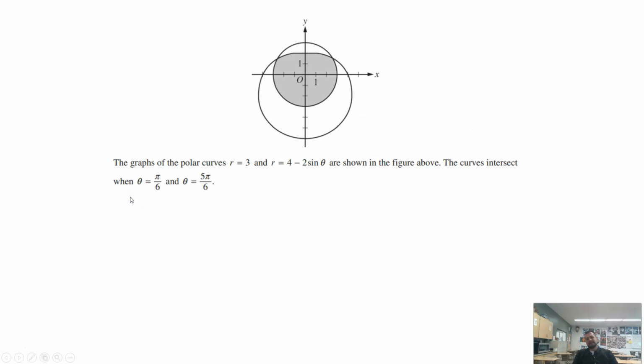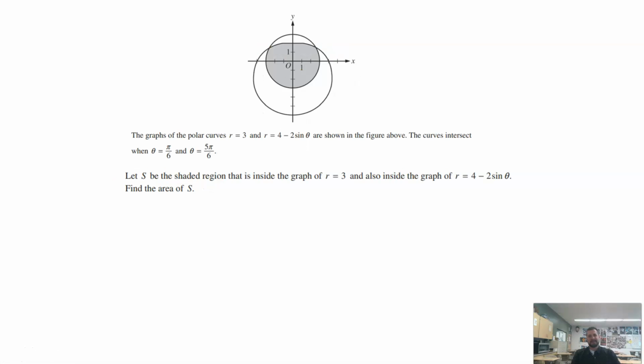So I've got this graph. We've got the polar curves r equals 3. That is just the normal looking circle right there. And then r equals 4 minus 2 sine of theta, which is the sort of normal looking circle, but it kind of goes down further right there. And then it tells us that the curves intersect at theta equals pi/6 and 5 pi/6. Remember, we always look at polar graphs moving around the circle. So where they cross is at pi/6 and 5 pi/6. So not an awful lot of information given here. That's what they give us.